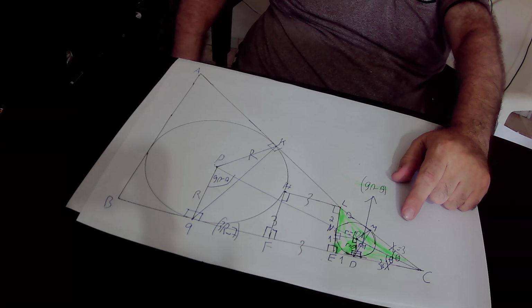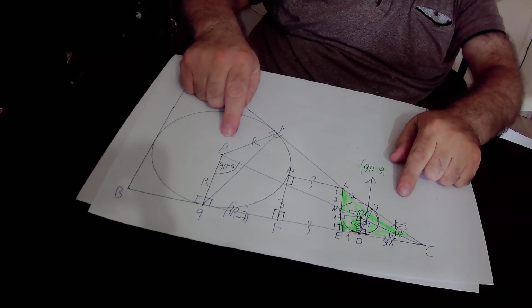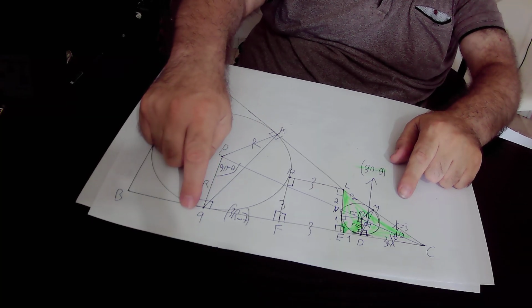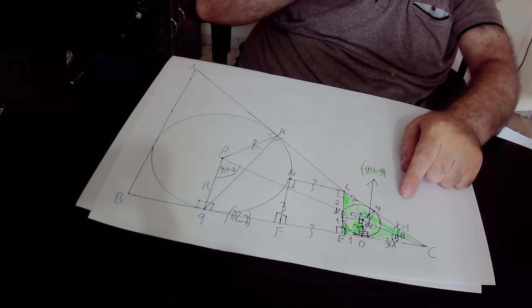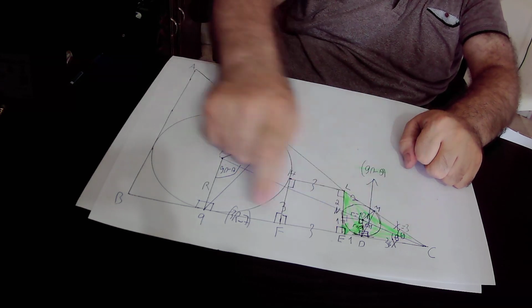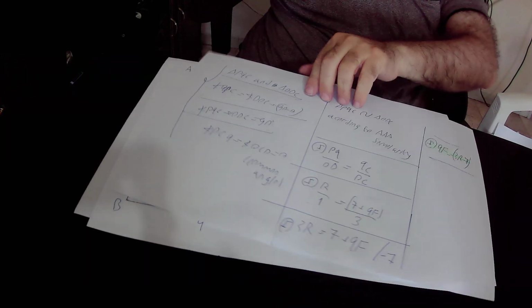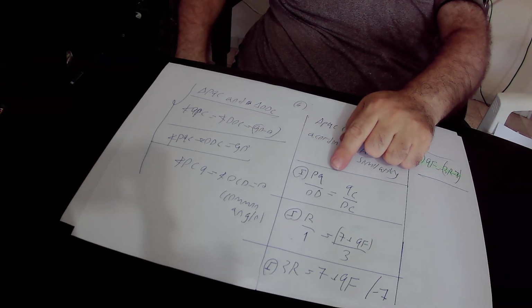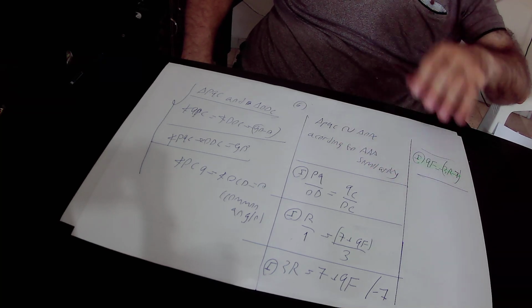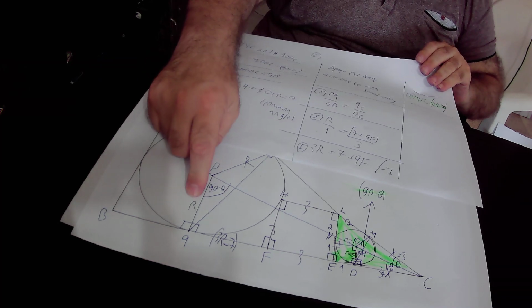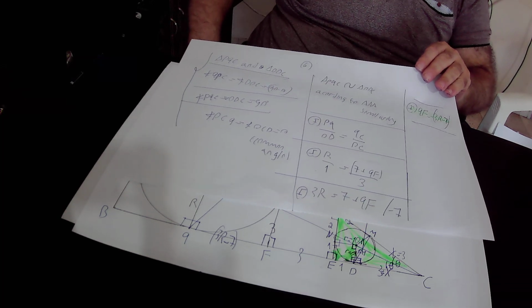We will derive that PQ in the right big triangle over OD in the small right triangle is equal to QC in the big right triangle over DC. I'll repeat again: PQ over OD is equal to QC over DC. PQ equals R. OD equals 1, it is the radius of the small circle.